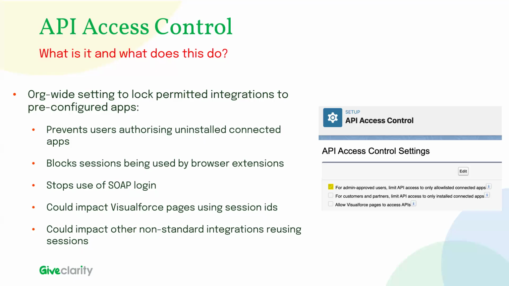At the point that it was released, it did these 5 things. The first one probably looks quite familiar: this prevents users authorizing uninstalled connected apps. That's basically what's been added recently, towards the end of last year, that forces you to install connected apps before your users can use them. Historically, this was one of the really big reasons that organizations would use API access control, to get that level of protection, which obviously now isn't relevant.